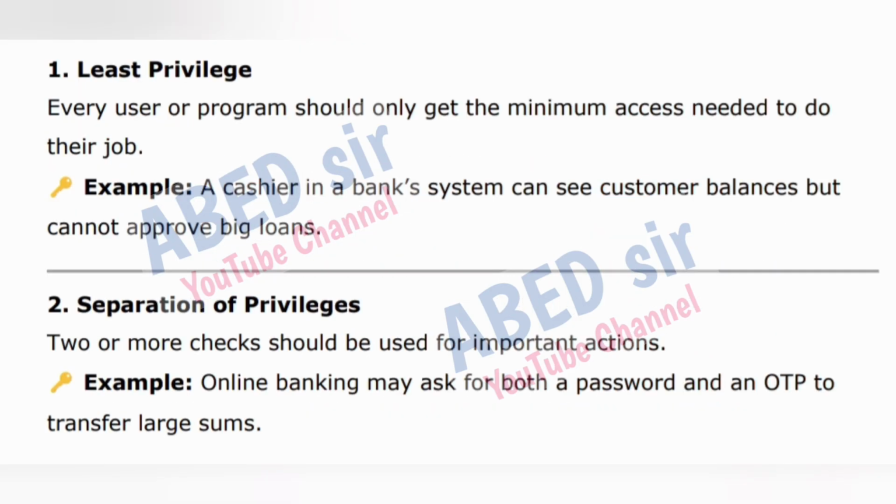1. Least privilege. Every user or program should only get the minimum access needed to do their job. Example: a cashier in a bank's system can see customer balances but cannot approve big loans. 2. Separation of privileges. Two or more checks should be used for important actions. Example: online banking may ask for both a password and an OTP to transfer large sums.